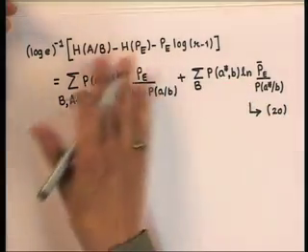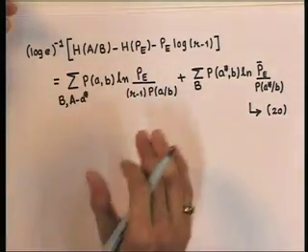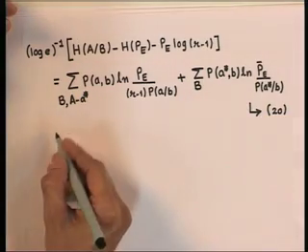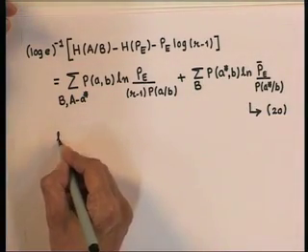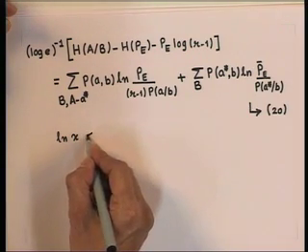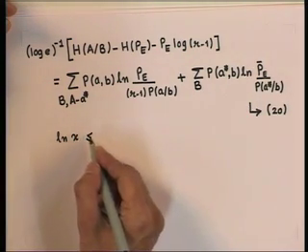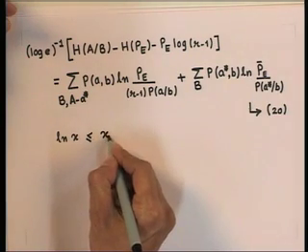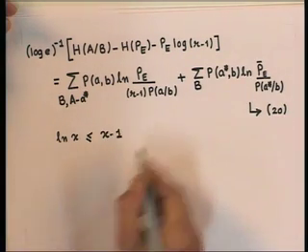Now, the advantage of writing in the natural logarithm is we can use the inequality which we had seen in our earlier lectures, that is log of x is always less than or equal to x minus 1.